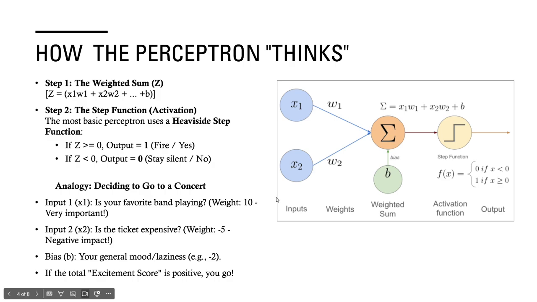The analogy here is very simple. Let's say x1 is your favorite band playing, input 2 is the ticket being expensive, and b is your mood. So the excitement score in the end is the amount of weight you applied for your favorite band, the amount of weight you applied to the ticket being expensive, and your general mood. And if your excitement is still positive, or greater than 0, then you book tickets to the band that is playing.